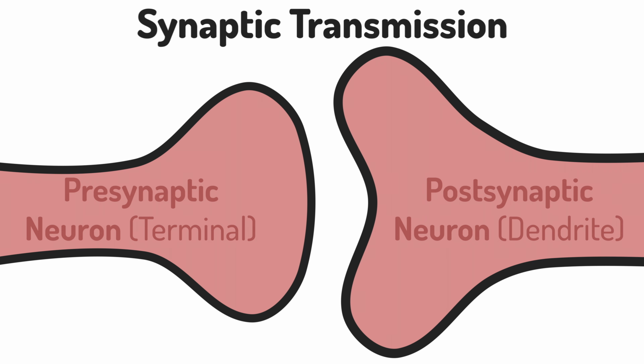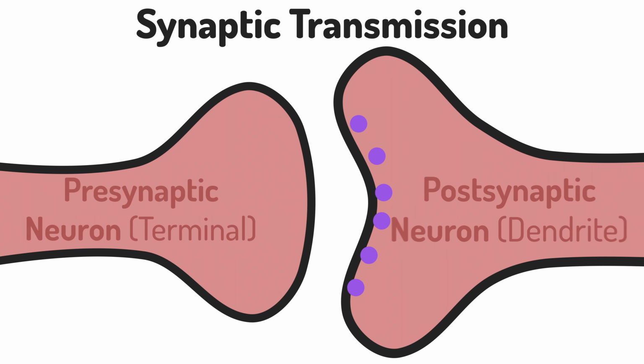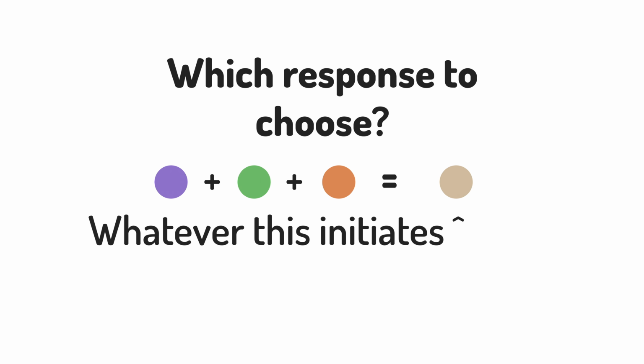Alright, so during synaptic transmission, the presynaptic neuron releases neurotransmitters into the postsynaptic neuron. Depending on which neurotransmitter is received, the postsynaptic neuron will either excite or inhibit its charge. In reality, there are many presynaptic neurons all connected to one postsynaptic neuron, so the excitatory or inhibitory response is dictated by the sum of all the neurotransmitters present.